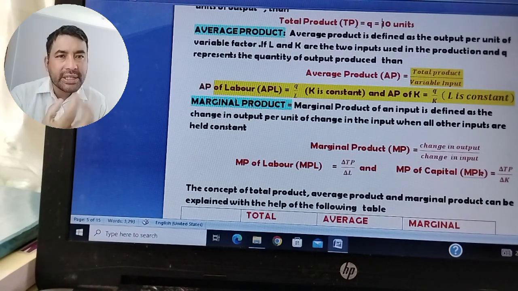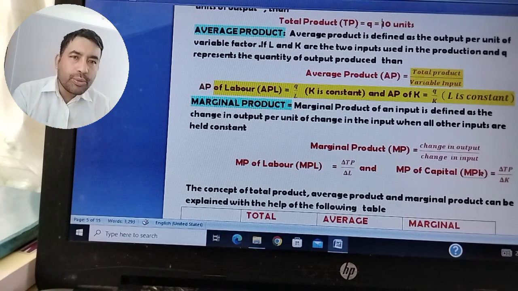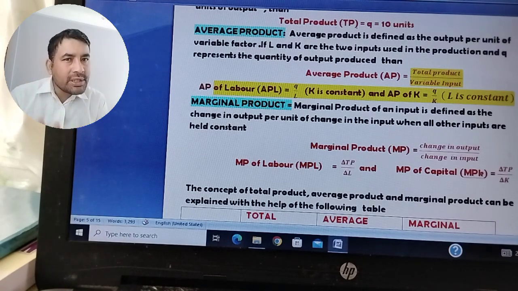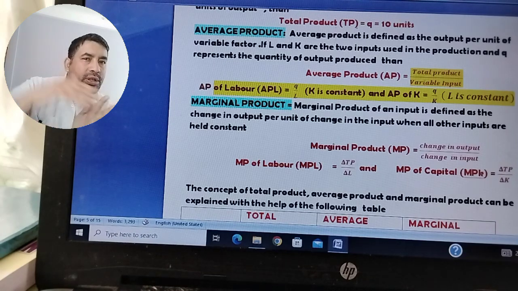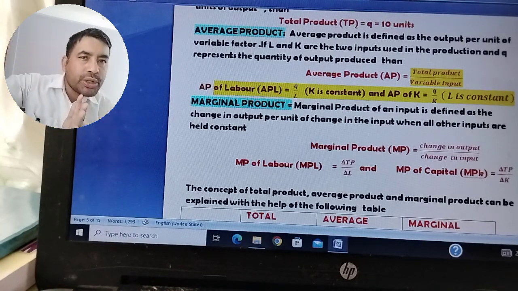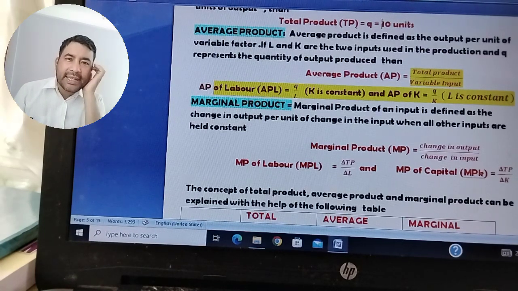So marginal product is the extra or additional output generated by using one additional unit of input. If by using one extra unit of labor, how much output you can produce, or by using one extra unit of capital, how much extra output you can produce, that is simply the marginal product. So marginal means additional product.